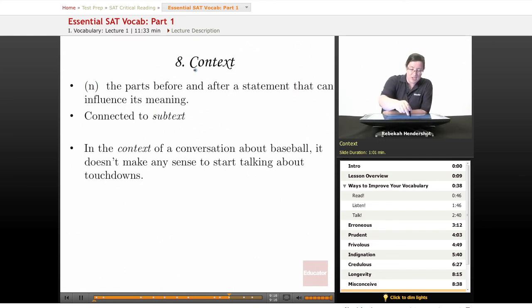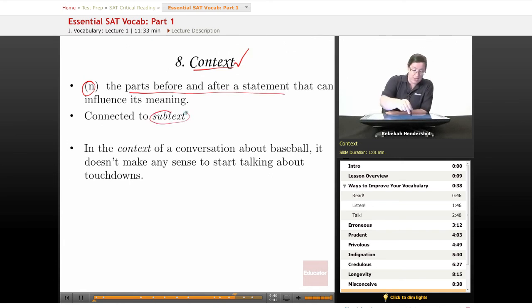The eighth word is context. Now this is a very important word for the SAT because you have to use a lot of vocabulary in context. You will inevitably run into a question that says, in the context of sentence 47, the word blank most nearly means, okay, so it helps to know what context means if you don't already. Context is a noun, and it means the parts before and after a statement that can influence its meaning.